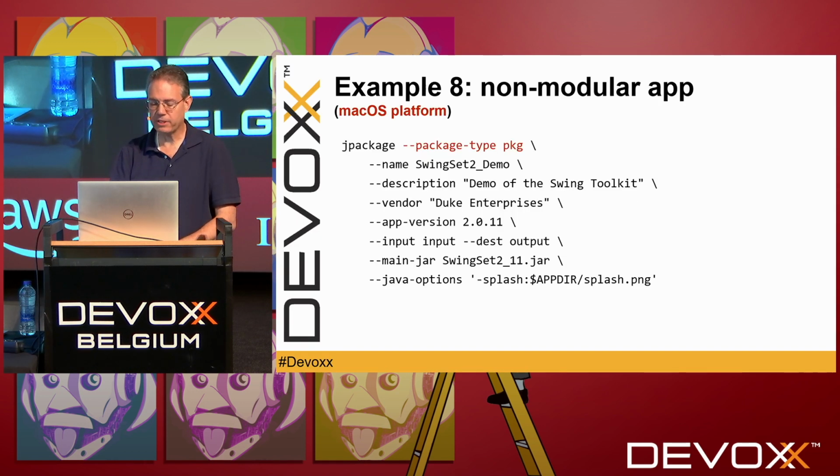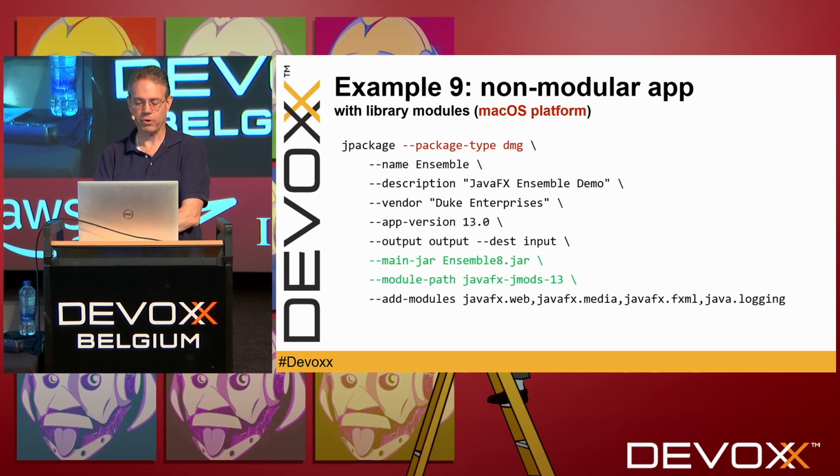Okay, so the Mac is pretty similar, and again, I've highlighted the Mac-specific commands. We only have the one in this case, and that's to specify the package type. As I mentioned earlier, DMG is optional, so in this case, we really did have to specify that we wanted a PKG installer. All of the other options are the same. So this is the same Swingset demo that we ran before, only as a PKG installer.